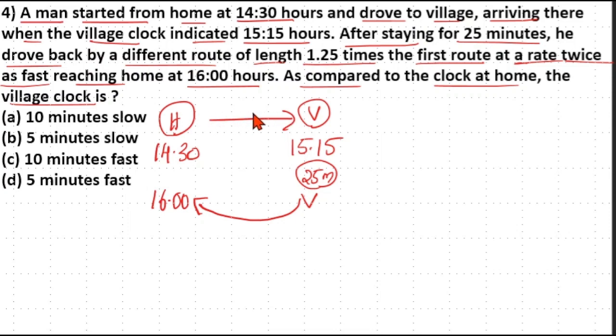Initially, if I take the distance as d and speed as s, the returning route was 1.25 times the initial distance and the returning speed was 2 times the initial speed, because it is twice as fast. Now the difference between the initial time and the final time is 4 minus 2:30, that is 1.5 hours, that is 90 minutes. Now we can see he took 25 minutes in the village.